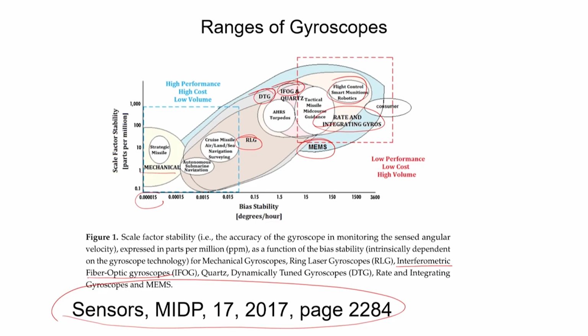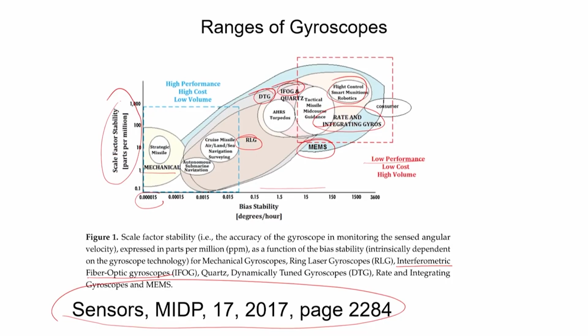Another thing you have to keep in mind is that on the y axis what we have is scale factor stability, and that means high performance. High performance would also mean high cost, whereas if it is lower here, then it is low performance, low cost and high volume. So, depending on which region you want to keep your sensor in, you can choose what type of gyros you need to utilize in your system.